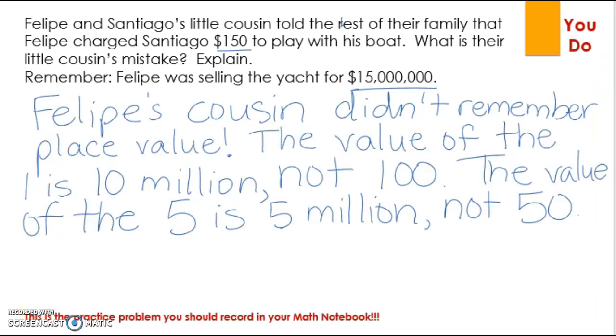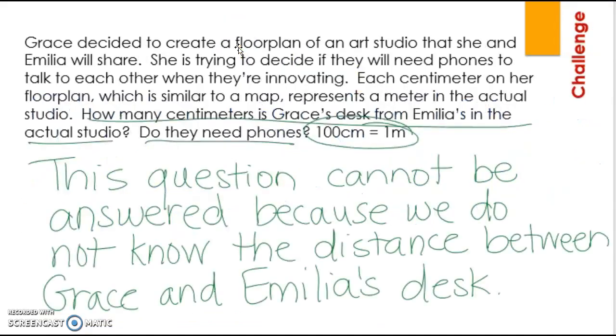Here is the answer to the first one that you did by yourself. Felipe's cousin didn't remember place value. The value of the 1 is 10 million, not 100. The value of the 5 is 5 million, not 50. The answer to the next one, we're unable to solve this question because we actually don't know the distance of Grace's desk from Amelia's desk in the actual studio.